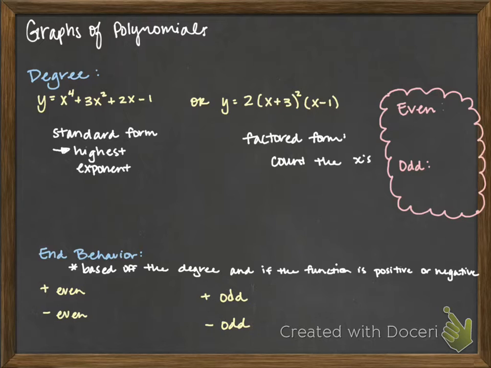The degree can be found two different ways depending on what form of polynomial you are given. If you are given a polynomial in standard form, as the first equation is shown, your degree is going to be the highest exponent. So in this case, this polynomial has a degree of 4.